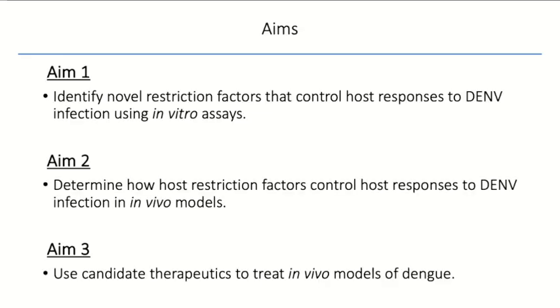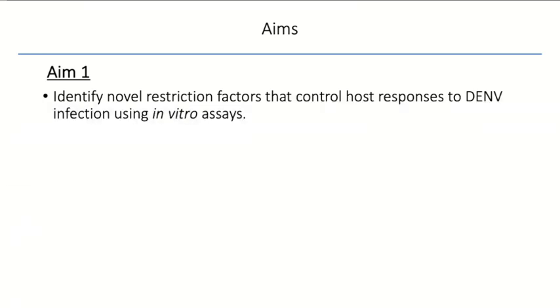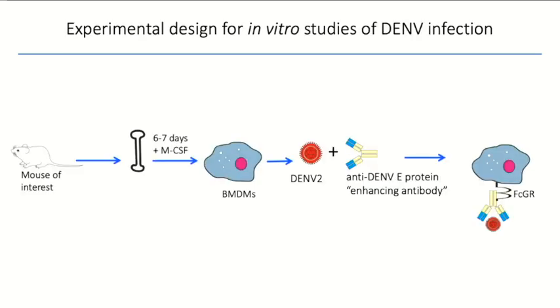To address this hypothesis, I had three aims. The first aim was to identify novel restriction factors that control host responses to dengue virus infection using in vitro assays. My second aim was to extend and confirm my in vitro findings in vivo models of dengue. And my third aim was to use candidate therapeutics to treat in vivo models of dengue. I'll now go on to describe the work that comprises my first aim.